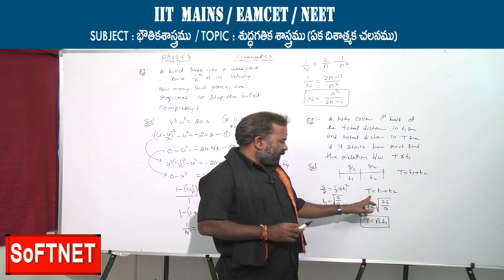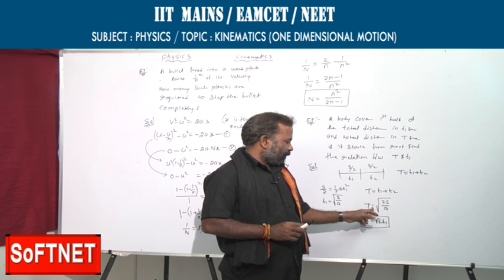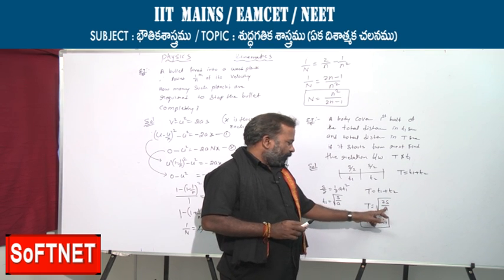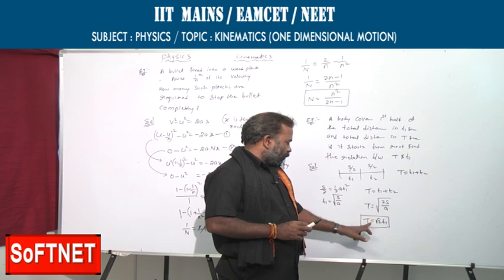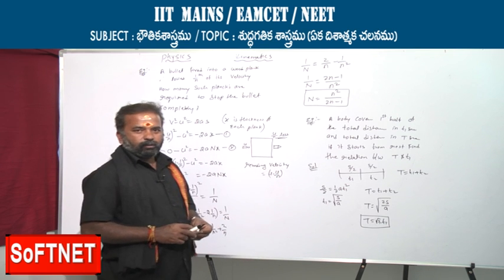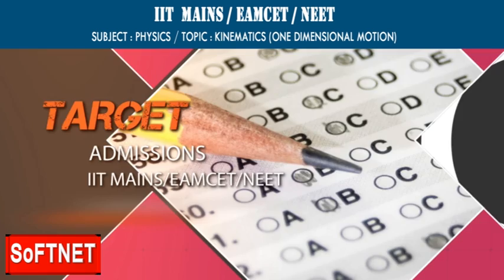But what is the total time? T1 plus T2, and the total distance is S. Applying S is equal to half a t square, the time taken is root of 2S by a. But root of S by a is already T1, so what remains is root 2. So T is equal to root 2 T1. In this way you can apply the logic and bring the relation.